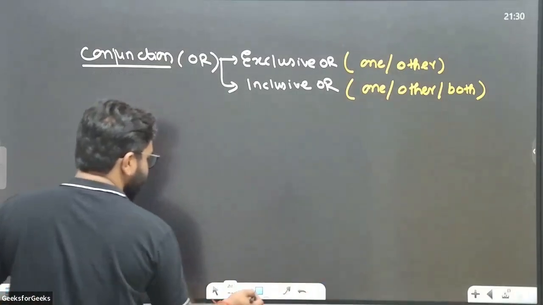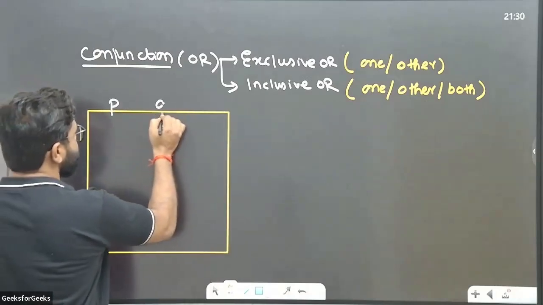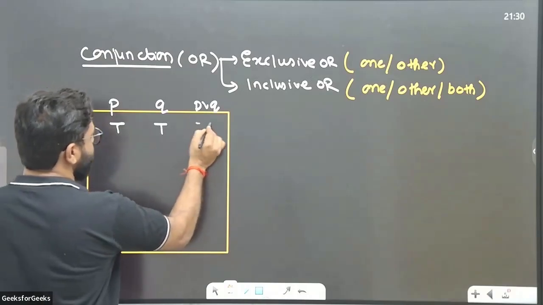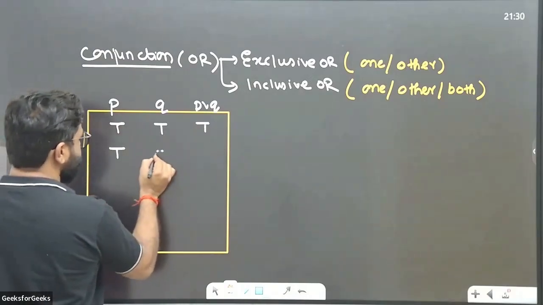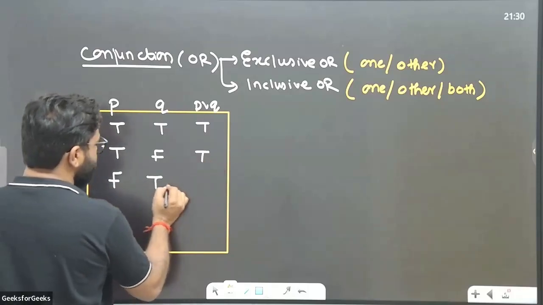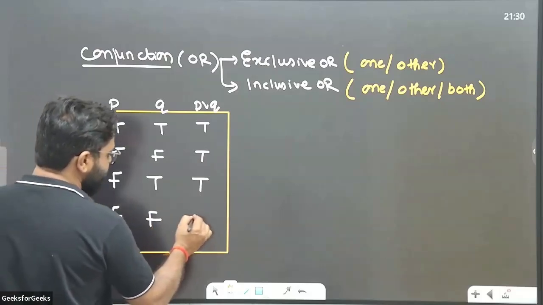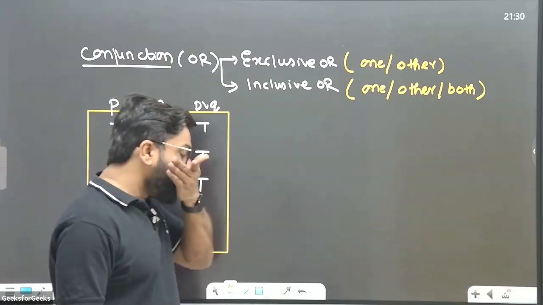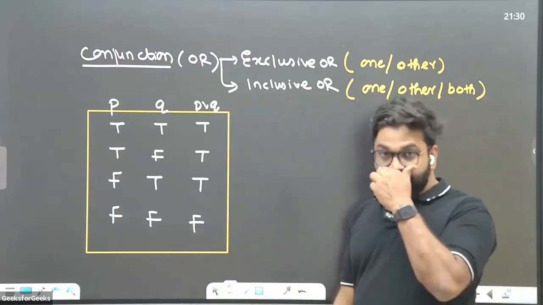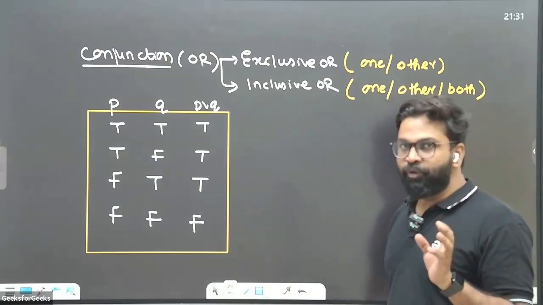Let's take one example related to inclusive or. Suppose I'm talking about your truth table. Let's consider this is your P, this is Q, and then here you'll have P or Q. If this is true, then this will become true. If this is true and this is false, still this statement will become true. If this is false and this is true, still this statement will become true. And if both are false, this statement will become false. What you can understand from this is basically, if at least one of the statements is true, then the whole statement will become true.